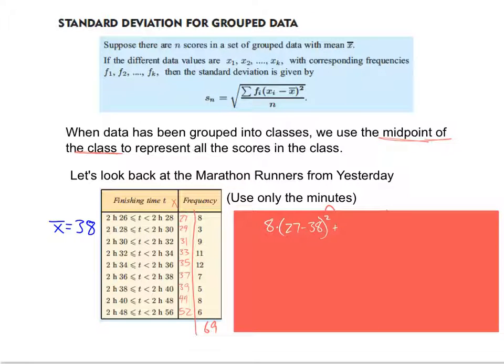And then we're doing 29 minus 38, square it, and then we're multiplying that by 3. This is another case where the list might come in handy.